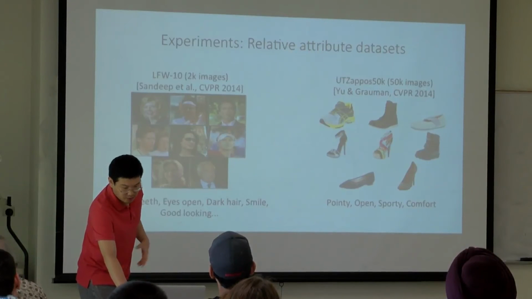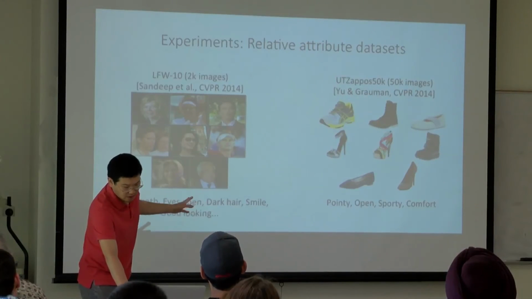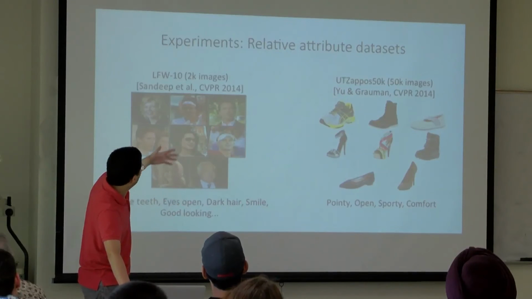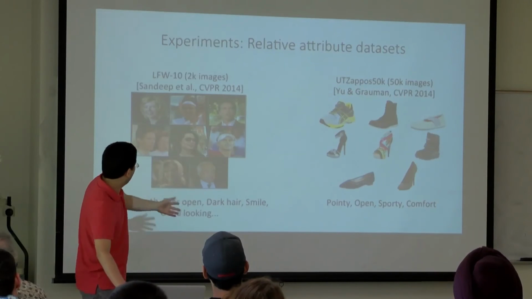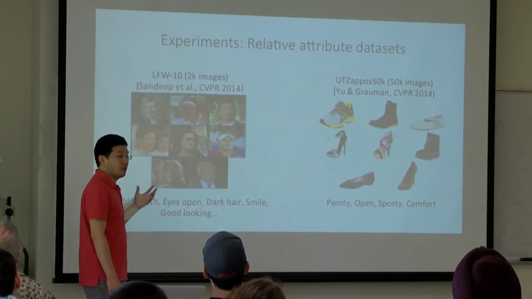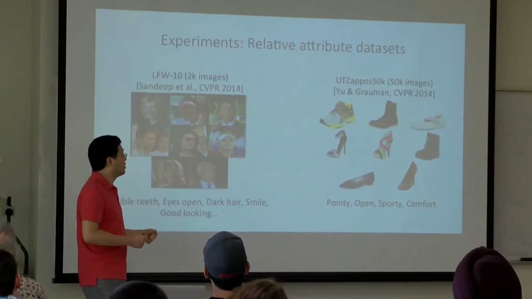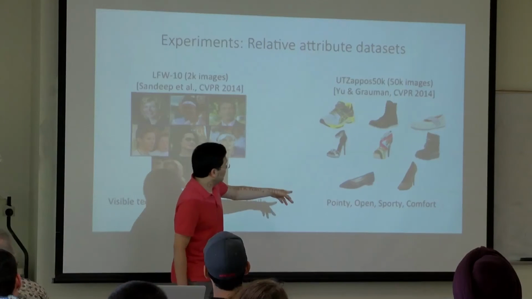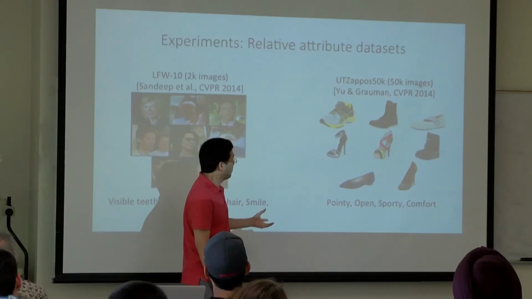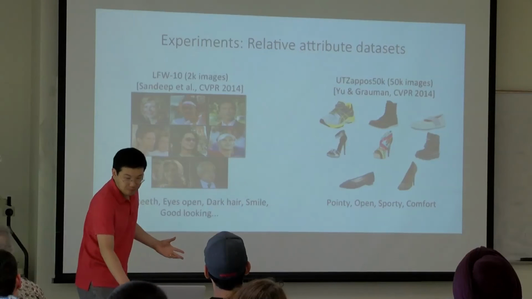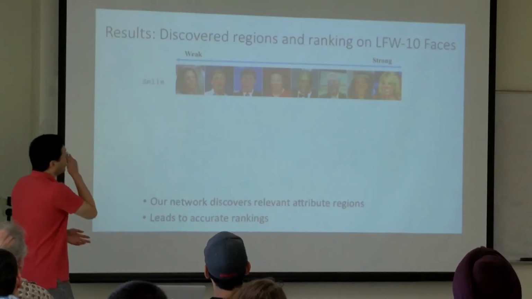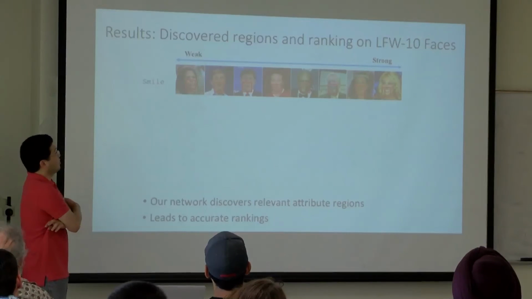So we tested our approach on 4 different data sets. Here I'm just showing you the 2 main ones, which are faces and shoes. For faces, we have various attributes like visible teeth, eyes open, dark hair, smile, good looking. And then for shoes, we have attributes like pointy, open, sporty, and comfort. Okay. And so here are some qualitative results of our algorithm.